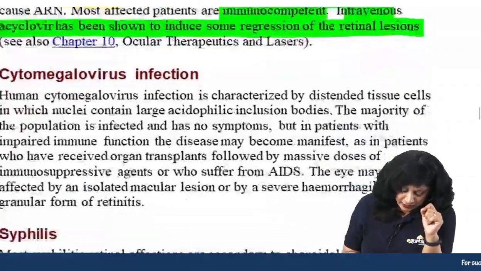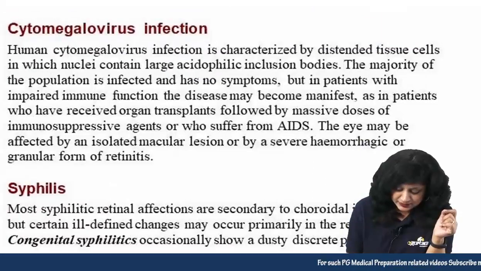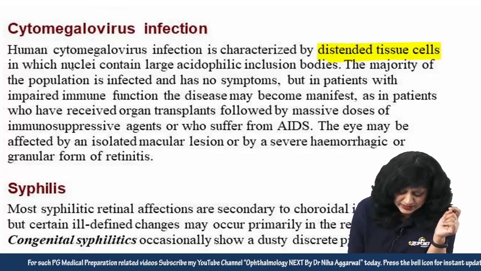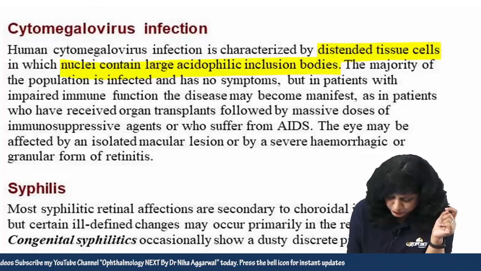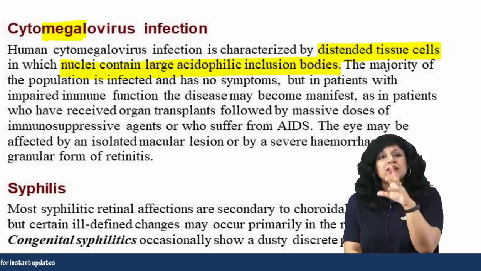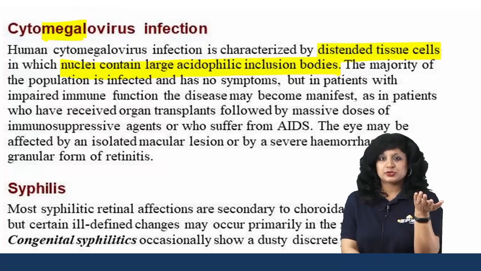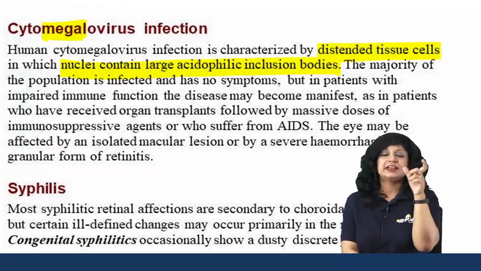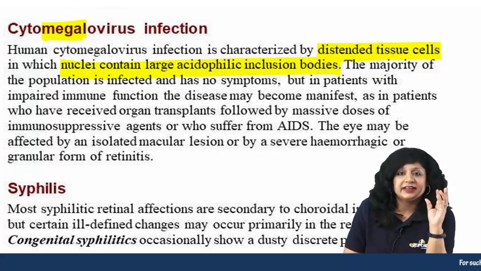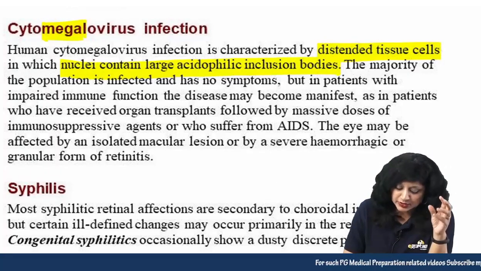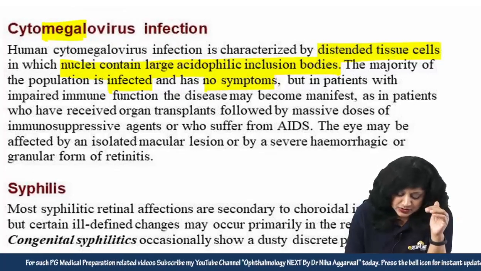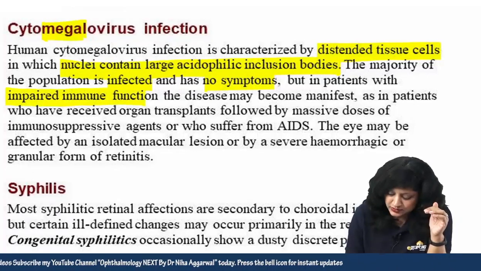Alright. Now an important one is cytomegalovirus infection. This is characterized by distended tissue cells in which the nuclei contain large acidophilic inclusion bodies, and that is why it is megalo. If you actually understand the word, then I think half of the problem is gone. Why is it cytomegalo? Because it leads to enlargement of the cells. So we have distended cells containing large inclusion bodies. The majority of the population is infected and no symptoms will be there. But in patients with impaired immune function, this will manifest.